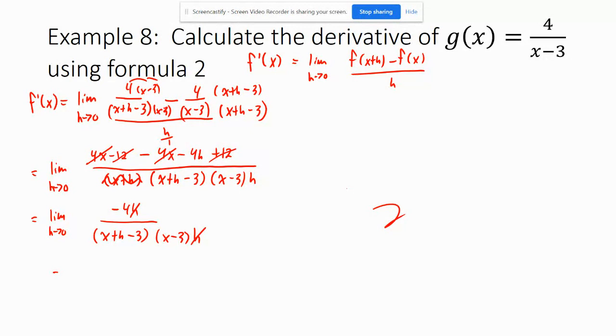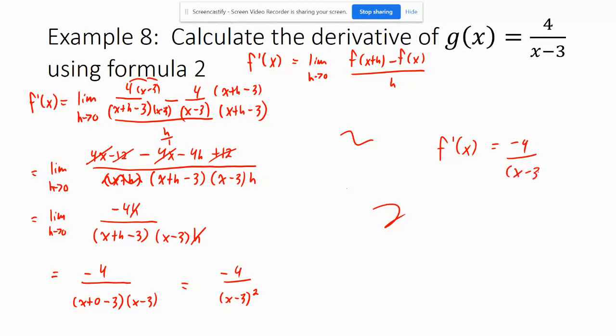Equals negative 4 over (x + 0 − 3)(x − 3), which equals negative 4 over (x − 3) squared. So f prime of x equals negative 4 over (x − 3) squared. And this is our answer for our derivative over here.